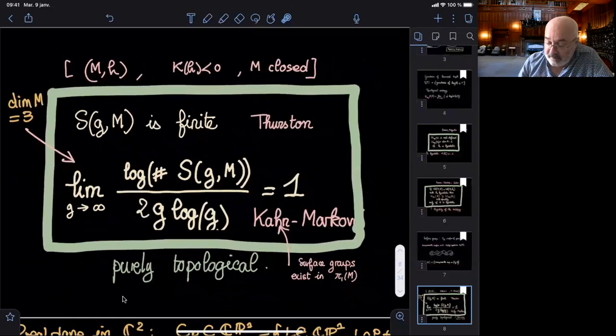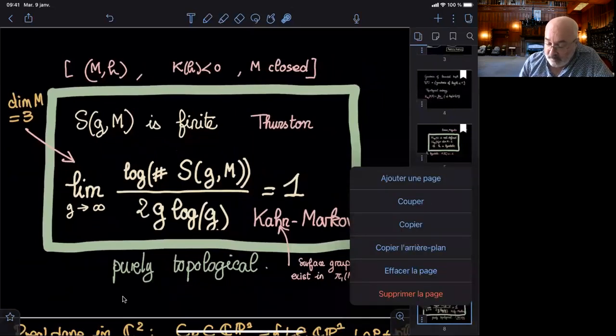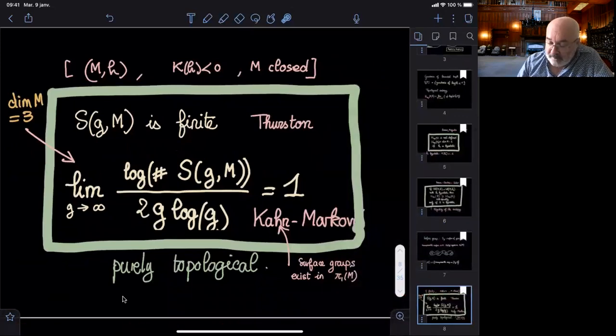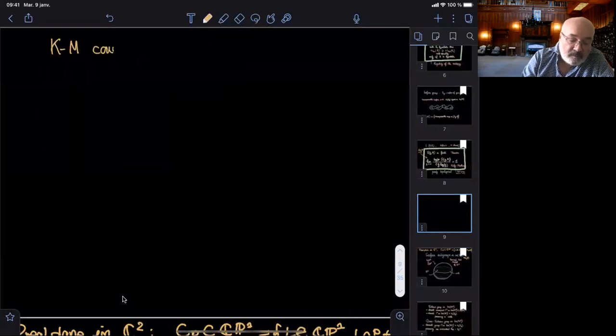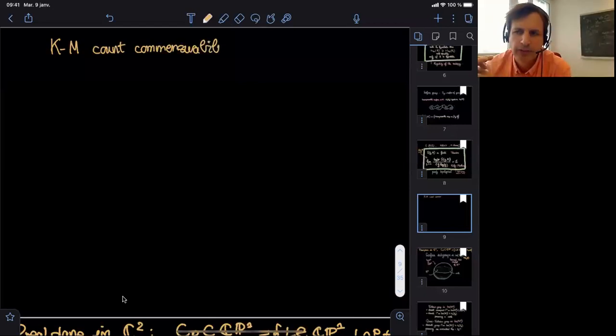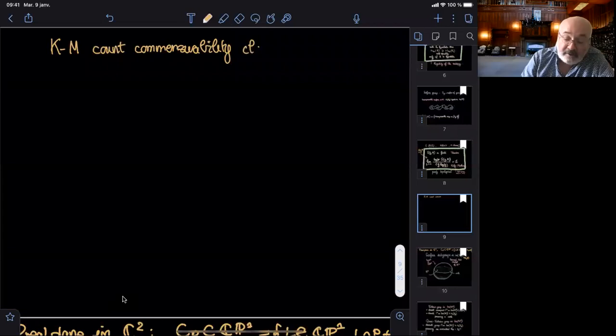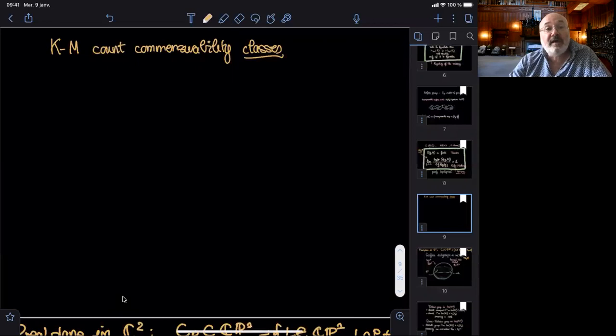So let's make a little remark here. In the Kahn-Markovic result, they count commensurability classes. Does this mean up to cover? Yes, not only that. They say that two surfaces are the same if there is a common covering.